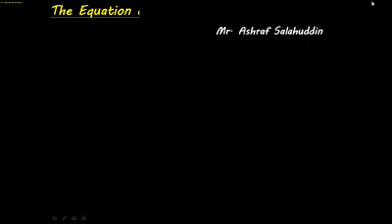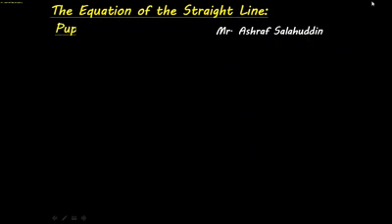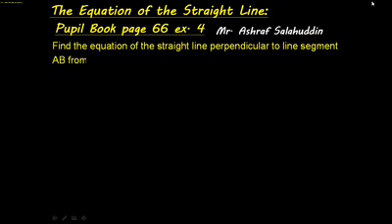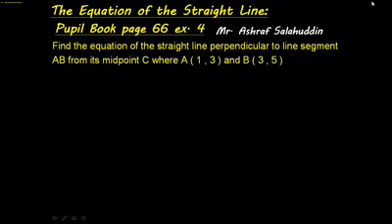The homework was on the equation of straight line. Pupil book, page 66, exercise 4. The question says, find the equation of straight line perpendicular to line segment AB from its midpoint C, where A is (1, 3) and B is (3, 5).